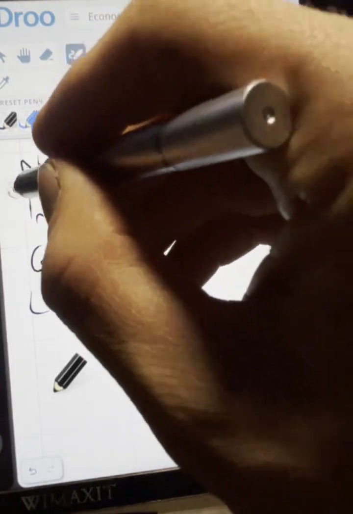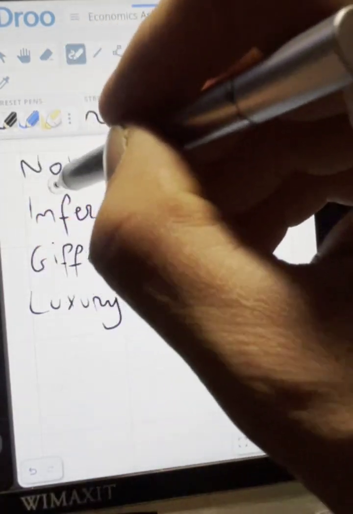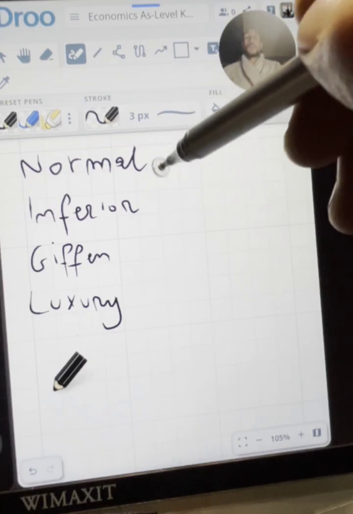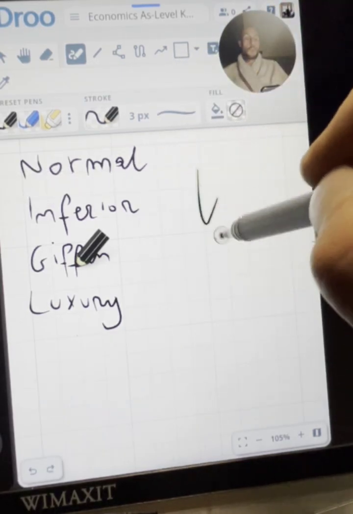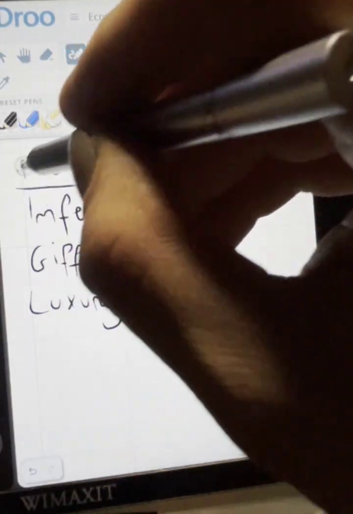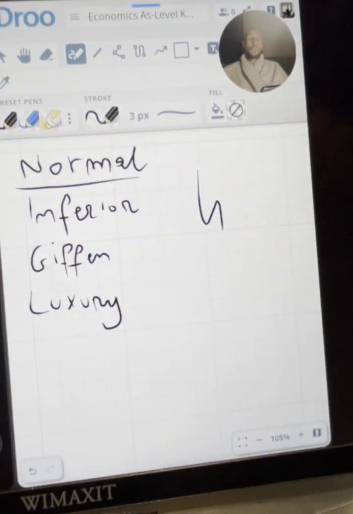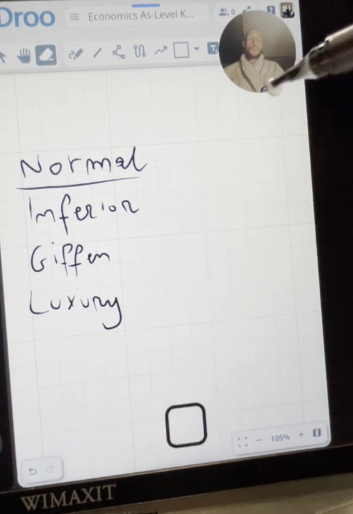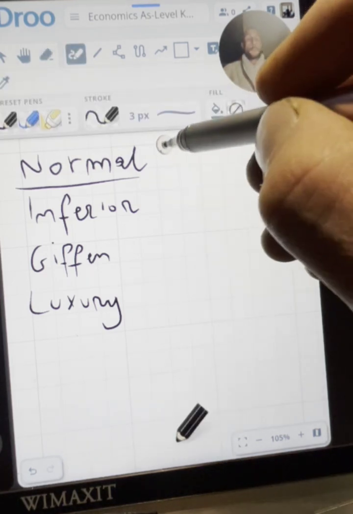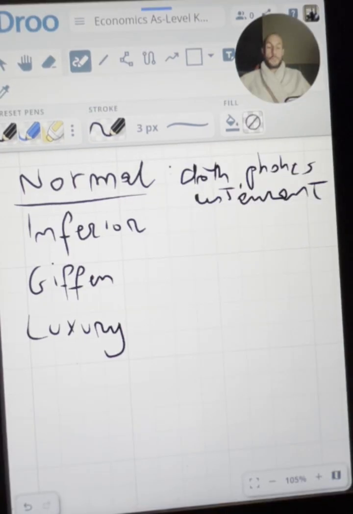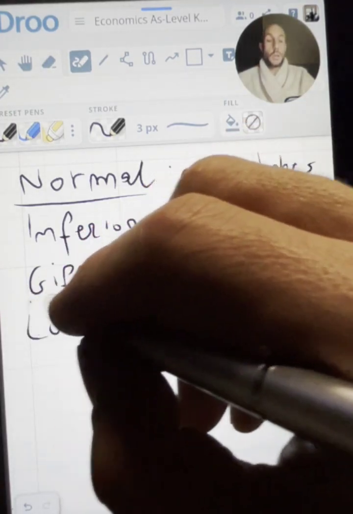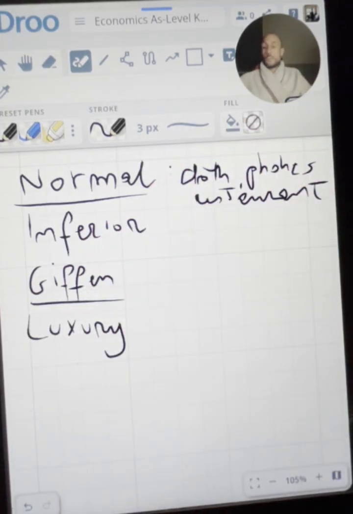So, normal goods. Normal, inferior, Giffen. Oh, Giffen goods. And luxury, yes.